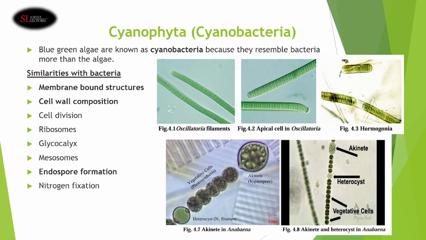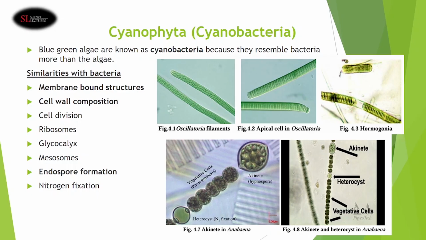So we need to look at why blue-green bacteria have been transferred from algae. Number one, their cell membrane. No, the absence of membrane-bound organelles. Just like bacteria, they don't have membrane-bound organelles. So because of that, scientists decided to say, let us keep this in the bacterial division. So the first one is absence of membrane-bound organelles. Number two, their cell wall composition.